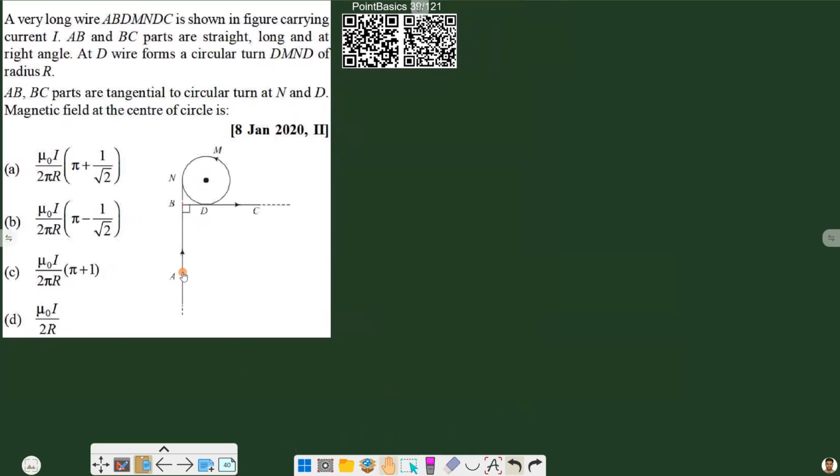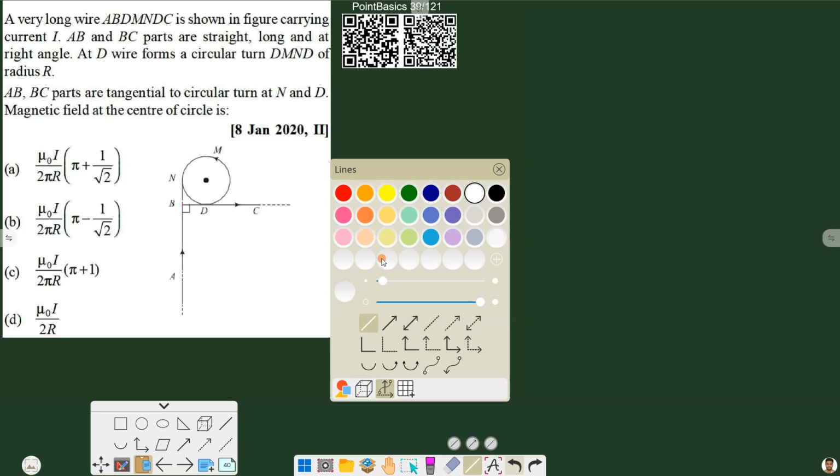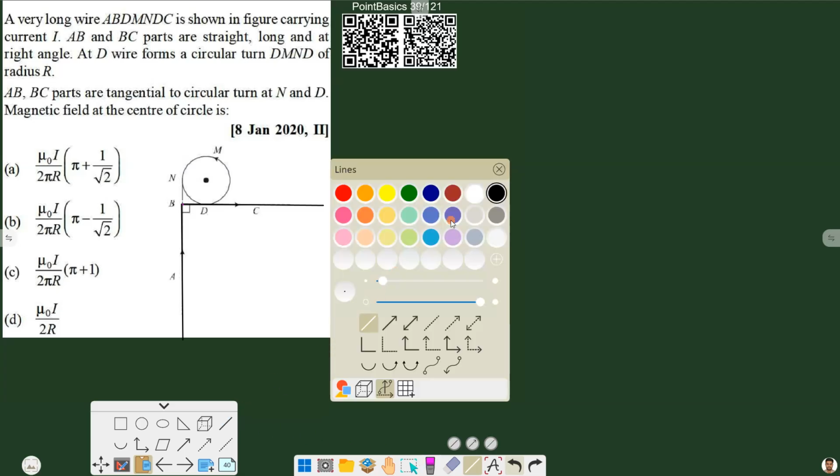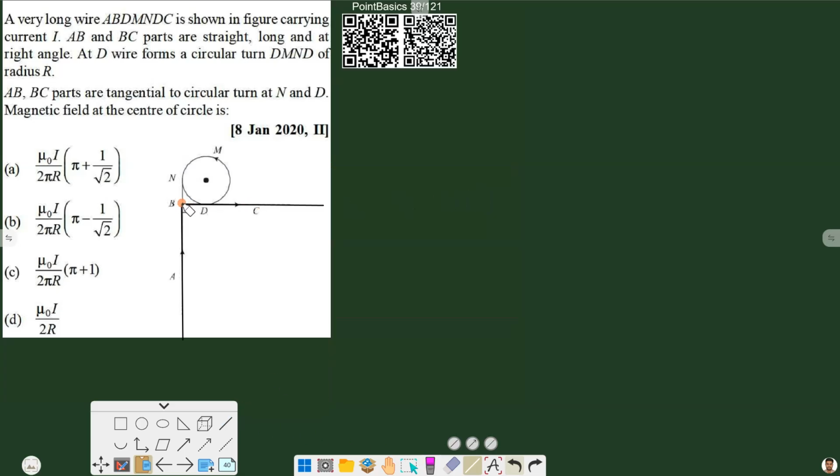let me redraw these wires, because I think the diagram is not that clean. So I'm using the black color. This is our AB wire, and this is our CD wire. And between B and C there is no wire. So let me clear that. I draw it in white color here.